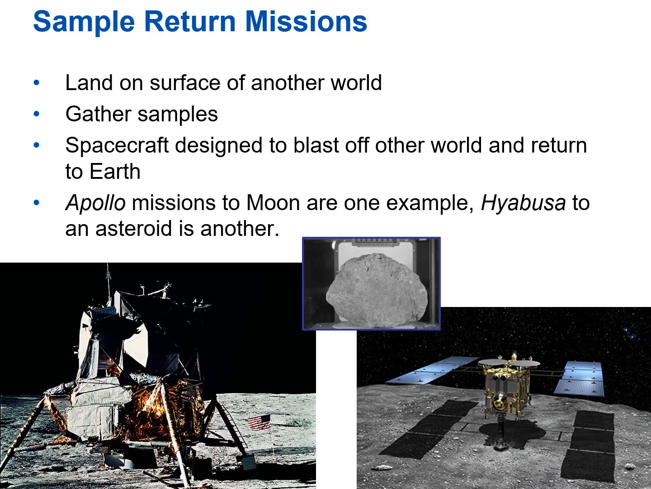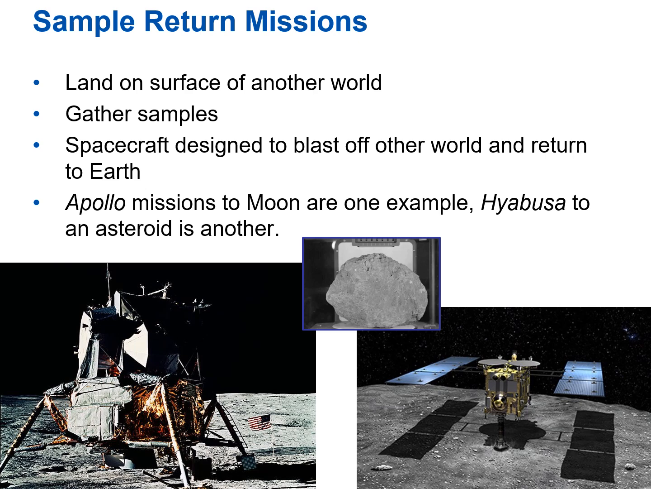And the final type is a sample return mission. This is a mission that lands on the surface of another world, gathers samples, and the spacecraft is designed to blast off of the other world and return to Earth. The Apollo missions to the moon are an example, and these were actually manned missions in the 60s and early 70s where astronauts went to the moon, landed, walked around on the moon, gathered lunar material and were able to bring it back to Earth.